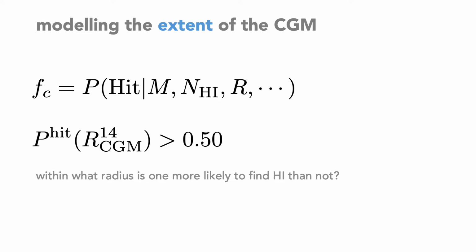In order to better characterize the CGM, we'd like to find a reliable estimator of the extent of the H1 CGM. So if we recognize the fact that covering fraction is a probability, then we can ask the basic question, at what radius is the probability of finding gas with a column density greater than 10 to the 14 greater than 50%? We will define this radius as R14 CGM. Please see the paper for more details, but in short, we model the chance of finding gas as a Poisson process, and apply a Bayesian treatment to the 3D galaxy clustering function to model the radial profile of the CGM.